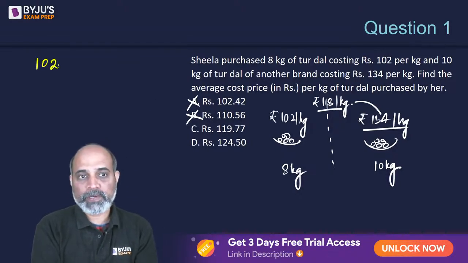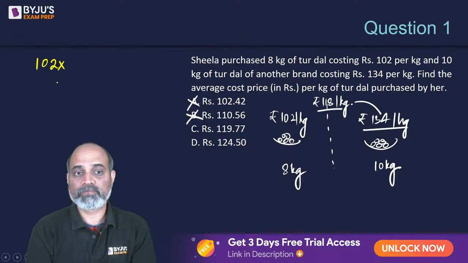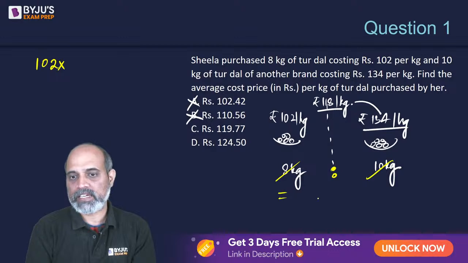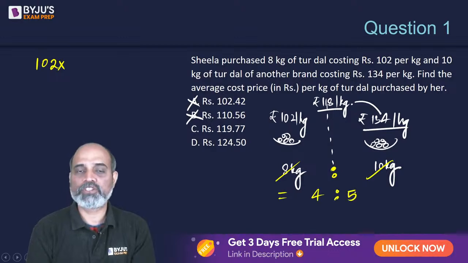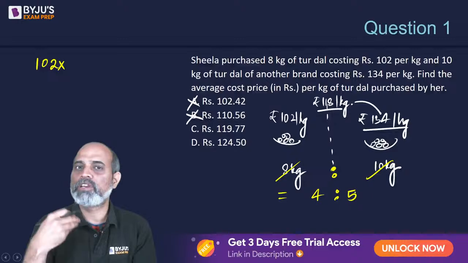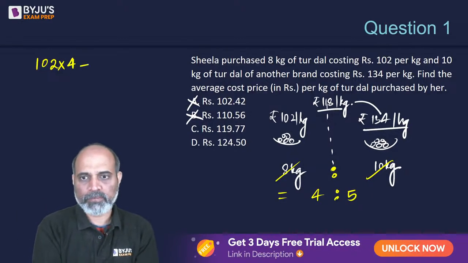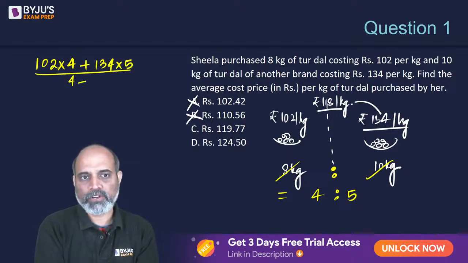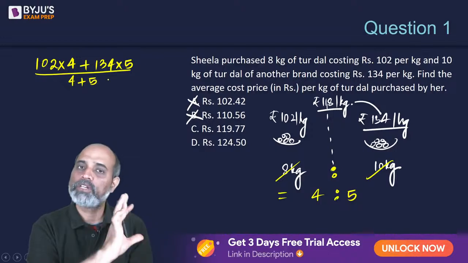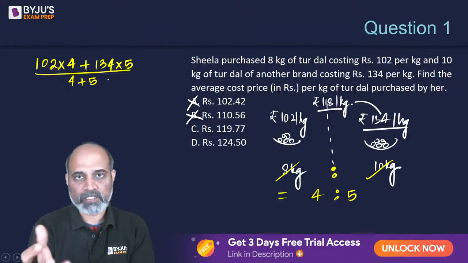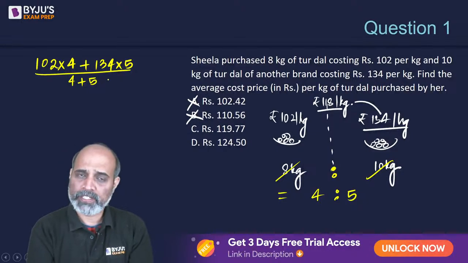The total amount spent is 102 into the number of kgs bought. So before we do that calculation, we can simplify the kgs by taking the ratio. 8 and 10, they are in the ratio of 4:5. So instead of multiplying with 8 and 10 and working on larger values, let's multiply with only 4 and 5 respectively. This will simplify our calculation to a lot of extent, divided by the total weight. So total amount in rupees divided by total weight will give us the average price.